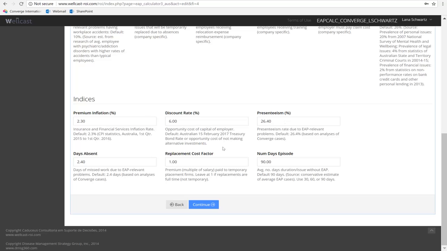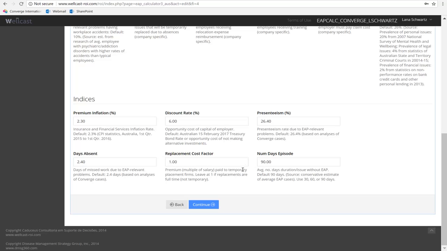The presenteeism and absenteeism rates are set in here as defaults. They come from our converged data. And at the moment, we know that 26.4% is the average presenteeism rate for people entering into EAP. And on average, people are taking 2.4 days absent by the time they get to our service.